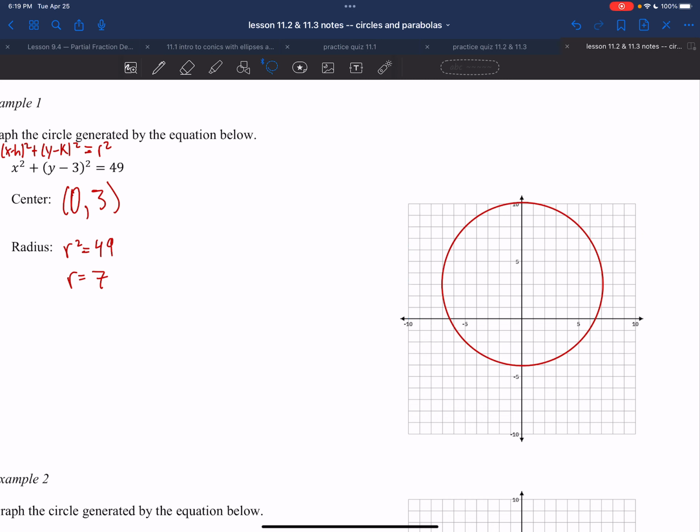Yeah. Ooh, look at that. Nice. Okay, sorry. I know I spent a lot of time on that. 0, comma 3 is here. I have a point up here. Then I have a point over here.